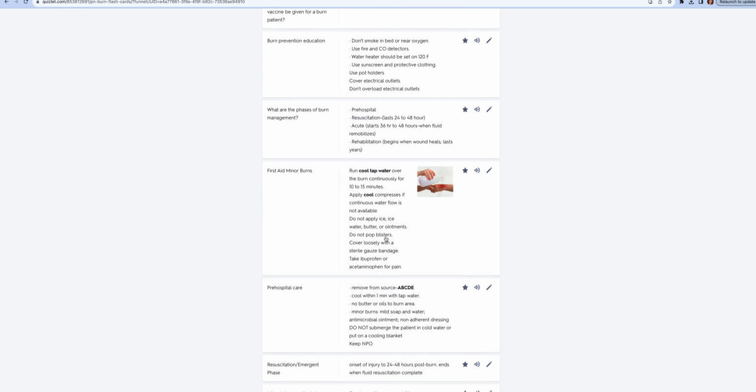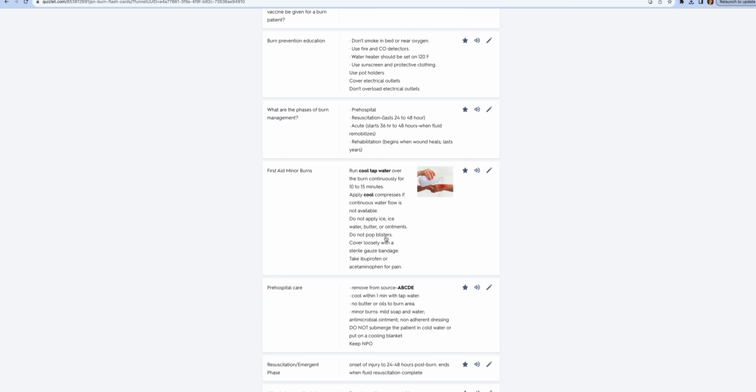So first aid for minor wounds, burns, includes running cool tap water over the burn continuously for 10 to 15 minutes. Now, if it's a small burn, you can do 10 to 15 minutes. If it's a large burn, you don't want to irrigate longer than 10 minutes. And the reason is your patient's going to get hypothermic. Remember that the skin protects us and helps us maintain our body temperature.